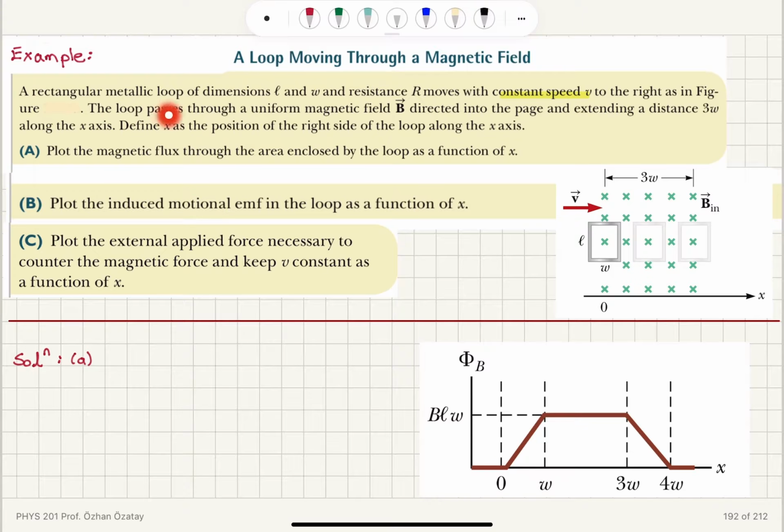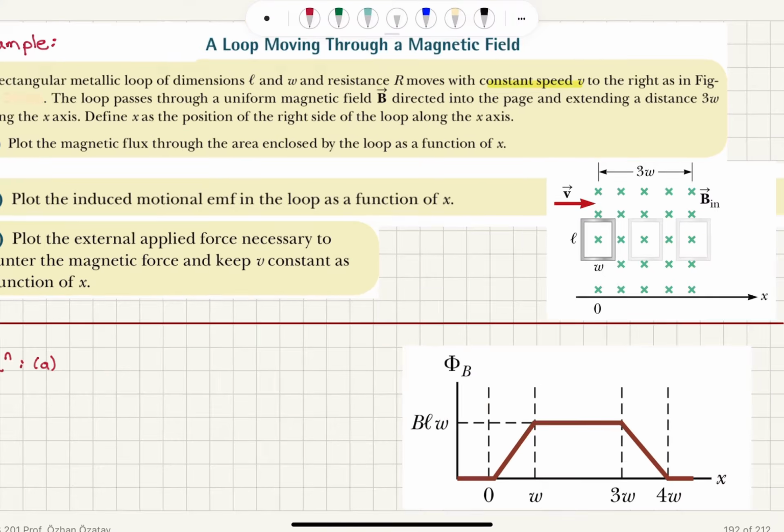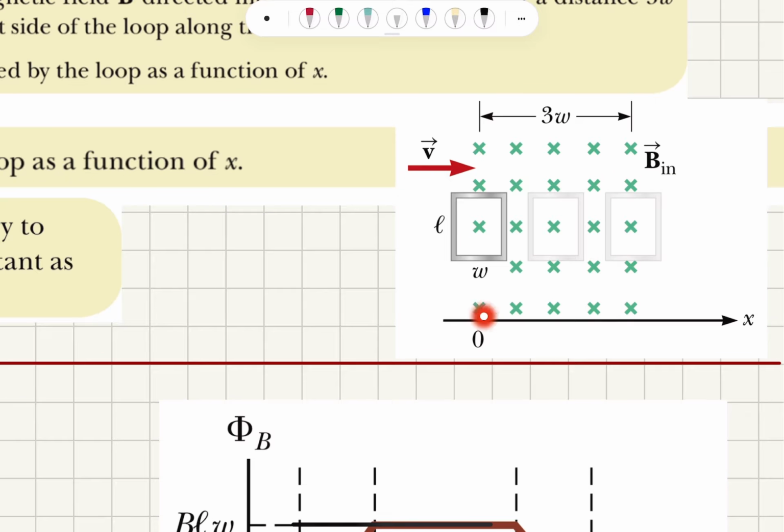The loop passes through a uniform magnetic field directed into the page and extending a distance 3W. So the distance here is 3W, 3 times the width of this loop, along the x-axis. Define x as the position of the right side of the loop along the x-axis. So this is our x-axis.